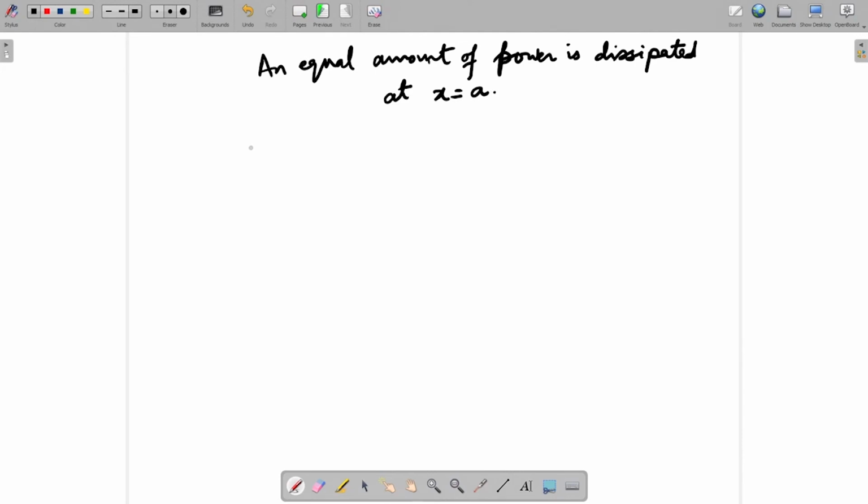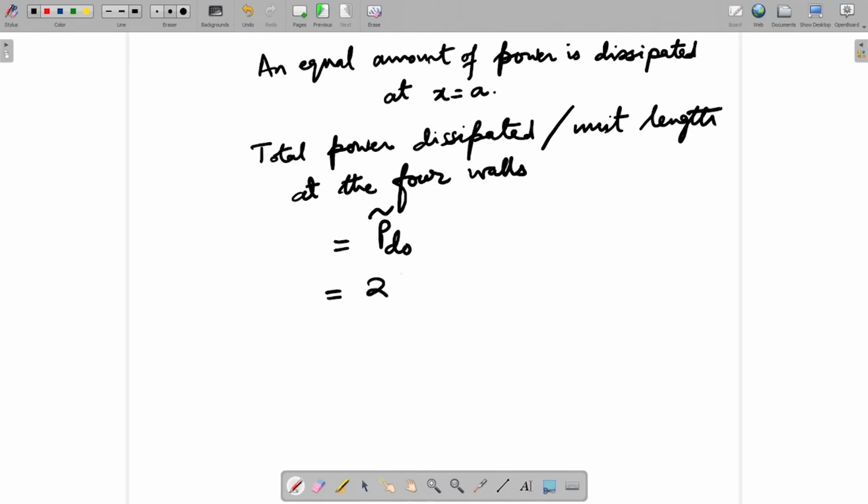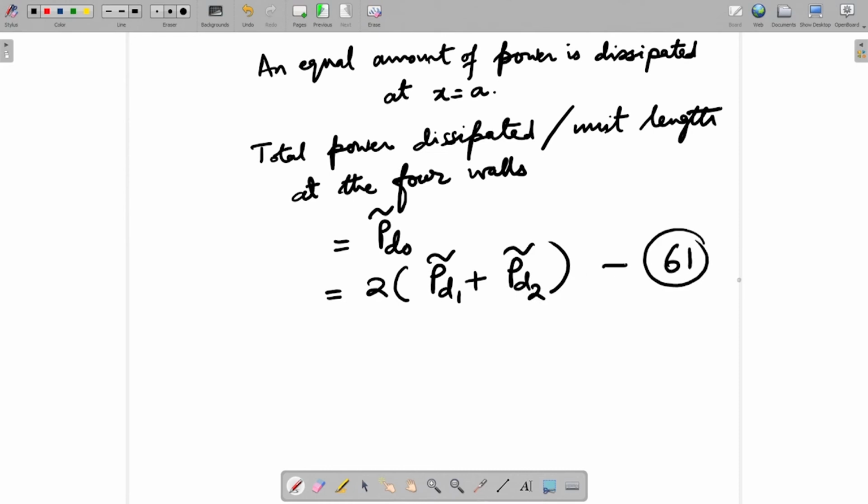So, the total power dissipated per unit length at the 4 walls of the waveguide becomes equal to P t 0 tilde, and that is equal to 2 P d 1 tilde plus P d 2 tilde. So, let us call this 61.